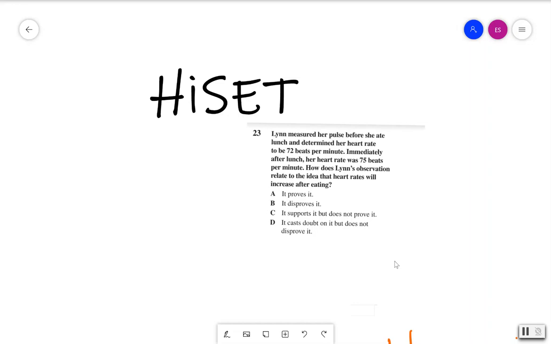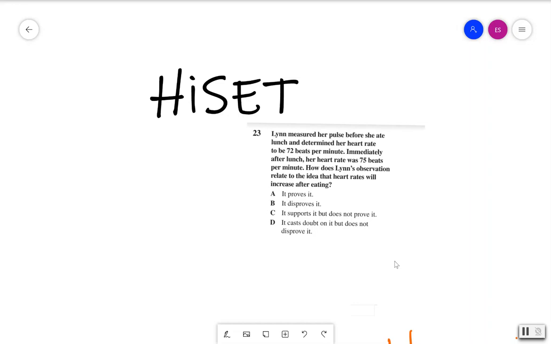So here's an example of a question from a HiSET practice test. It says, Lynn measured her pulse before she ate lunch and determined her heart rate to be 72 beats per minute. Immediately after lunch, her rate was 75 beats per minute. How does Lynn's observation relate to the idea that heart rates will increase after eating?